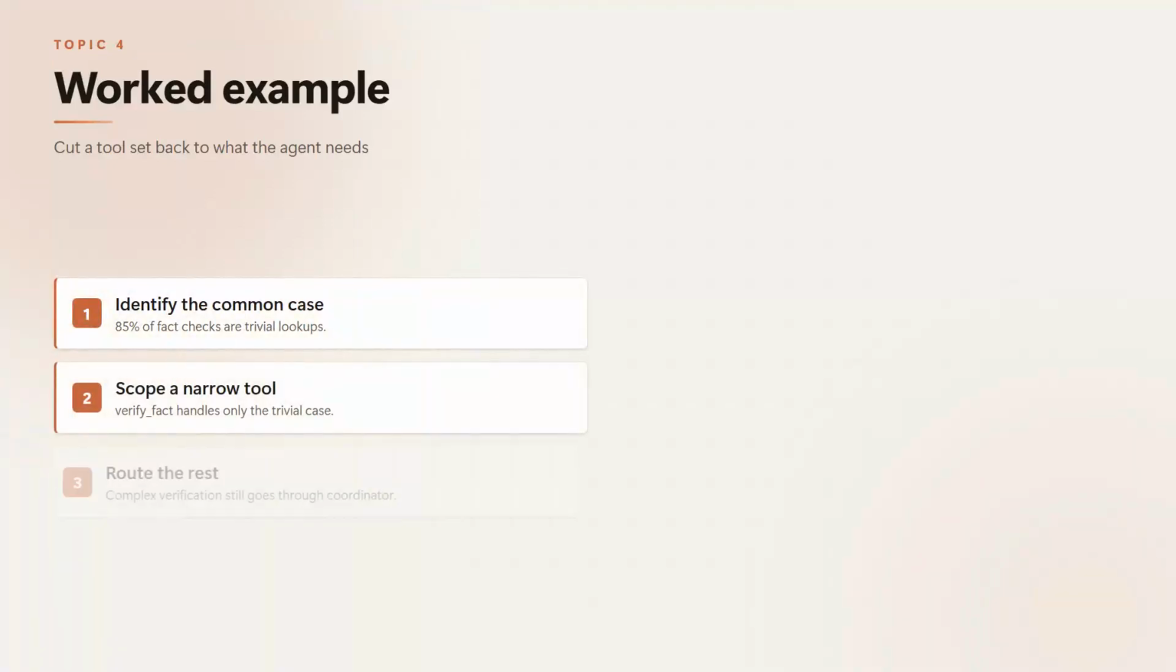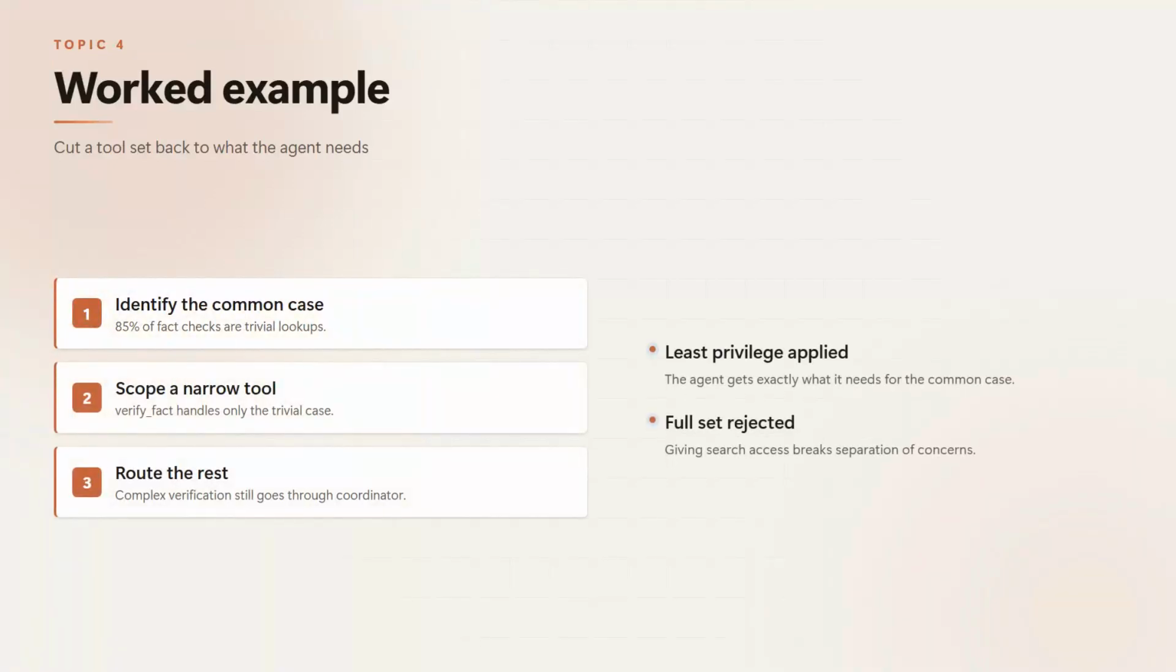Take the synthesis agent that round-trips through the coordinator for fact checks. 85% of those checks are trivial lookups, only 15% need real investigation. The fix is a scoped verify fact tool that handles the trivial 85%. Complex verification still routes through the coordinator. The alternative, giving the synthesis agent the full search toolset, would remove the round trip, but it loses because the synthesizer would start doing research, which is the failure mode the topology existed to prevent. The other cases in the document follow the same pattern: scope to the role, add narrow tools for high-frequency needs, and audit what is actually used.